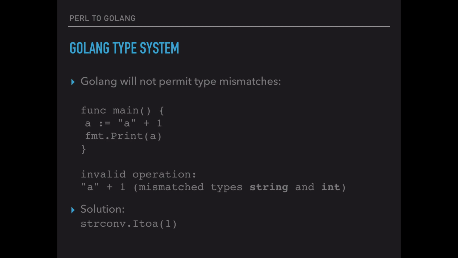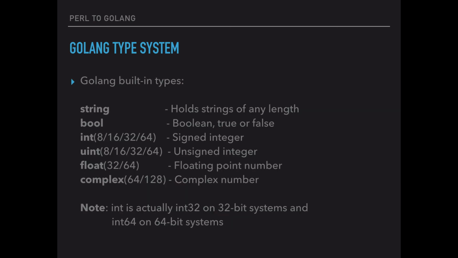You could do this by using the Itoa function from the string conversion module. Golang has a set of built-in types. Strings and booleans are very straightforward. There is also a whole class of integers available.